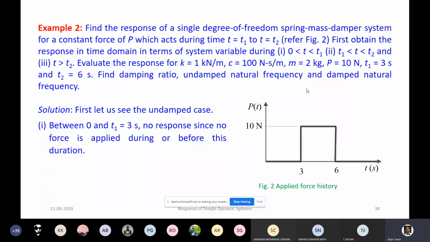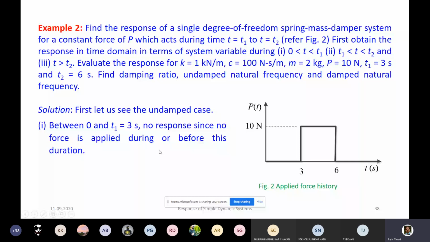So in this, the force is changing like this. Force is zero for the first 3 seconds. Then suddenly a magnitude of 10 Newton is applied, and it remains up to 6 seconds, and then it drops to 0 and remains 0. So if you want to find the response of the system, we need to have three parts. First is the response during 0 to 3 seconds, because there is no force in this period. So obviously the response will be 0.